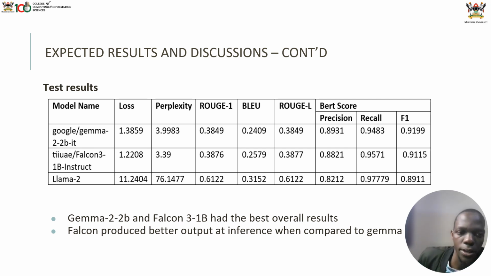So we trained 3 models, the Gemma 2, the Falcon 3, and the Llama 2. And of course, as you can see, it was the Falcon 3 with the best results. We had a loss of 1.2, a perplexity of 3.39, and the ROUGE-1, ROUGE-L, and BLEU scores. Specifically, it was Falcon 3 which produced the best outcome compared to the others, and that's why we chose it, and it is what we deployed.